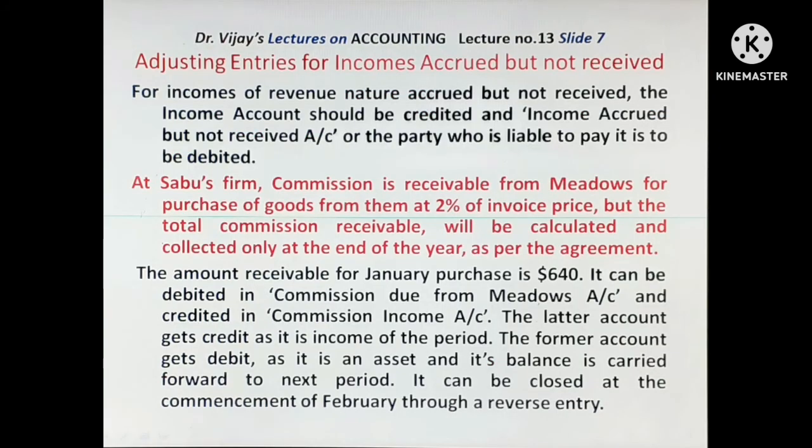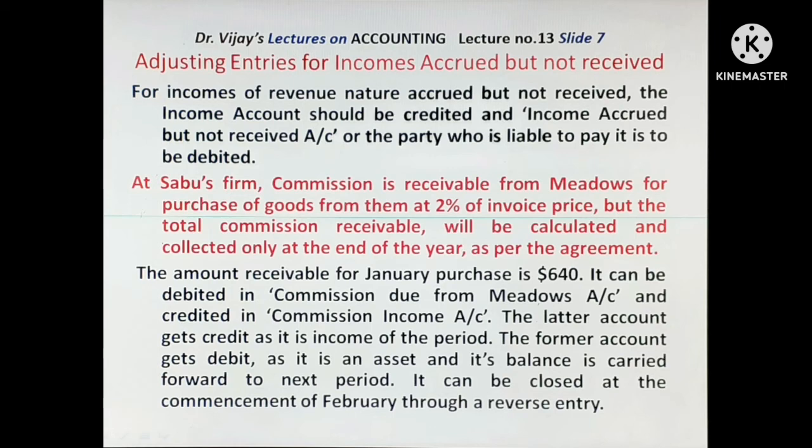Adjusting entry for incomes accrued but not received. Accrued but not received means it has fallen due but is not actually received. For incomes of revenue nature, accrued but not received, the income account should be credited and the income accrued but not received account to be debited, or the party to be debited.